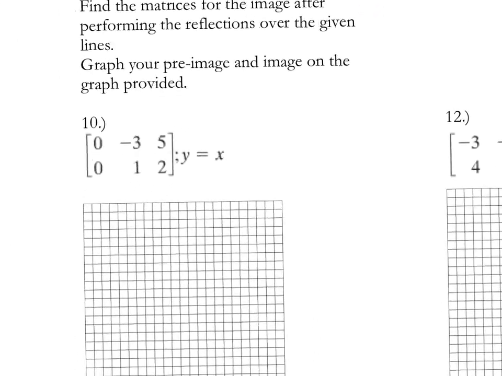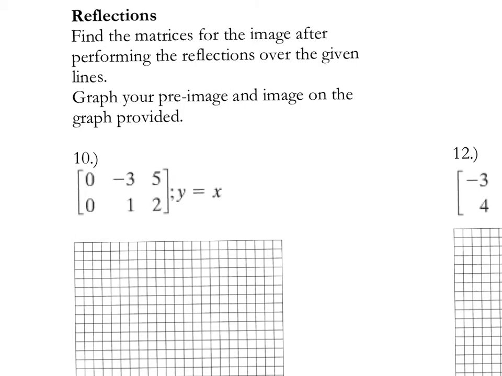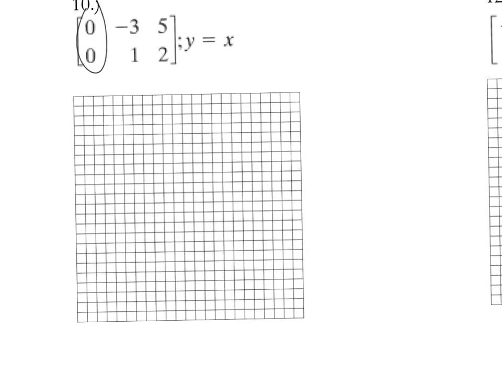Okay, and then reflections using matrices. So first plot the point 0, 0. Let's see, I gotta draw my coordinate axis here. First I'm going to plot 0, 0. Call that A. Negative 3, 1. Call that B.